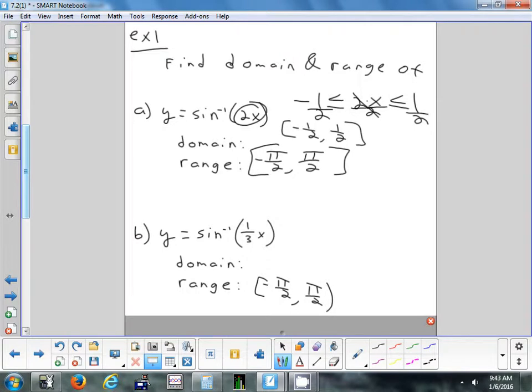Now to find my new domain, take my argument, put it in the middle. Take my original domain and put it on the left and on the right. So now what would I do to get rid of this 1/3? Times by 3, times by 3, times by 3. So what's my domain now? Negative 3 to 3. That's it. If you really want to graph this, you could double check, but there's no need to.